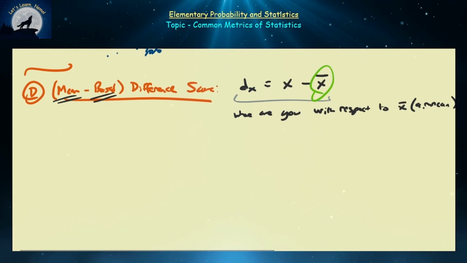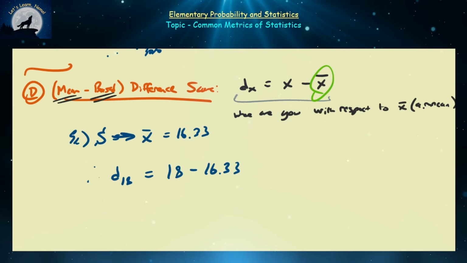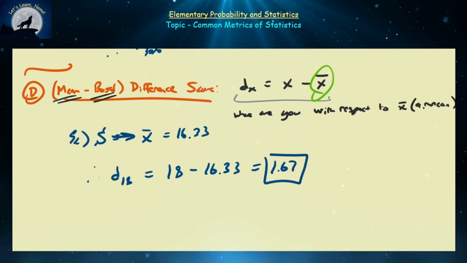So if, for example, our mean is equal to 16.33, and I ask you what's the difference score associated to 18, that would just be equal to 18 minus 16.33, and that's going to be equal to 1.67. So that's the difference score for 18.